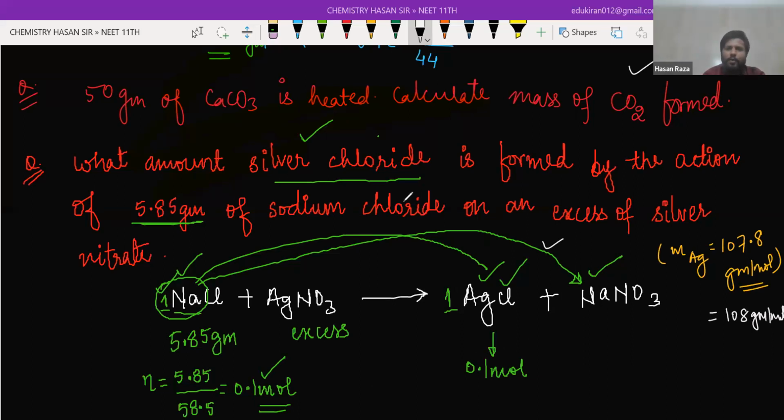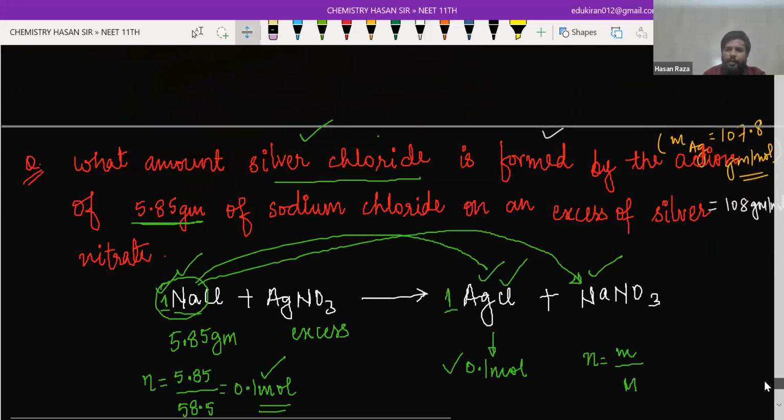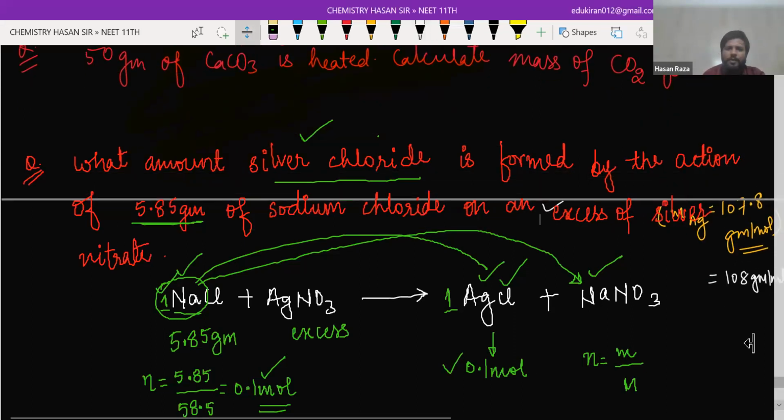Now what you need to do, it's very simple. Number of moles is equal to... we need to calculate mass, the amount of silver chloride formed. And we already calculated number of moles. So I think you can easily do this now. I'll show you.